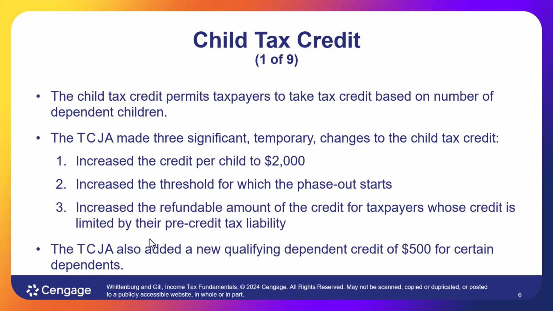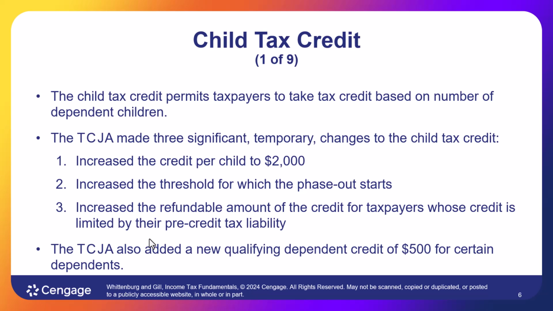So let's talk about the child tax credit. The child tax credit permits taxpayers to take a credit based on the number of children they have. The Tax Cuts and Jobs Act made 3 significant temporary changes, which expire in 2025. Increase the child tax credit to $2,000 per child, increase the threshold for phase-outs, and increase the refundable amount of the credit for taxpayers whose credit is limited by their pre-credit tax liability. So more of it is refundable.